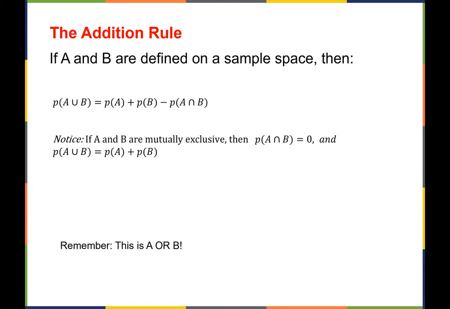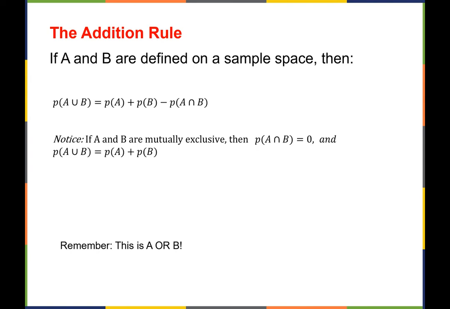All right, next rule. That was the multiplication rule. Now we're going to talk about the addition rule. So if we have A and B defined on a sample space, then the probability of A or B occurring, so one or the other, or both, is the probability of A plus the probability of B minus the probability that they both occurred, A and B.